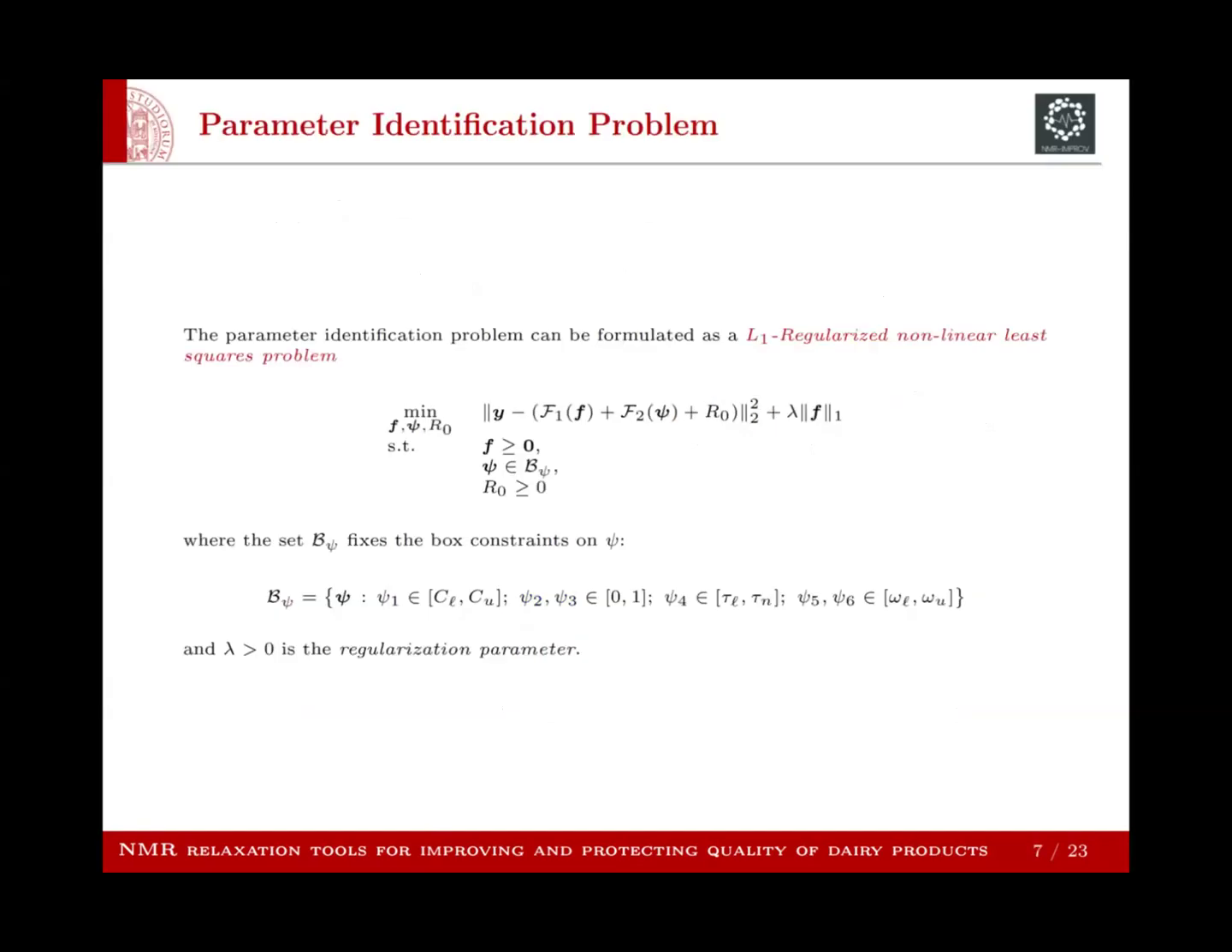Okay, to solve the problem and extract the parameters of interest, we reformulated it as an L1 regularized nonlinear least squares problem. So we want to solve this minimum problem with the regularization term at the end. And of course, this is a constrained problem where f and R0 are greater than or equal to 0, and there is a box constraint on Psi. These constraints come from a priori physical information.